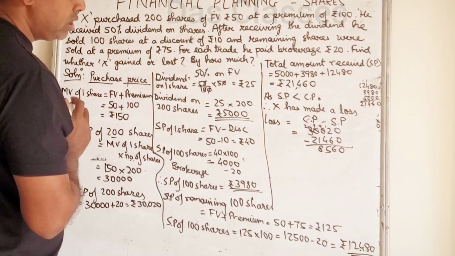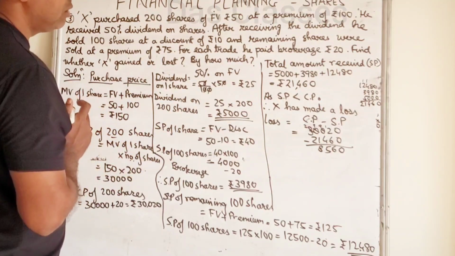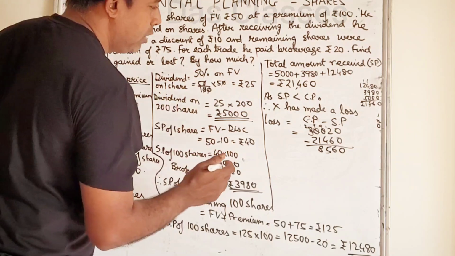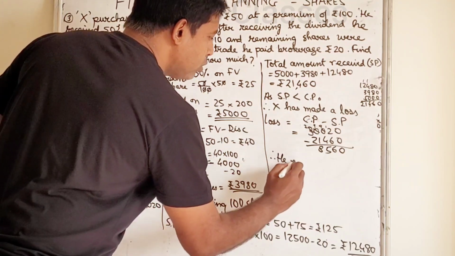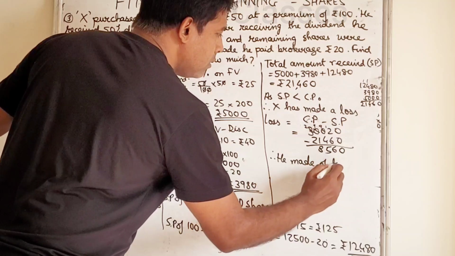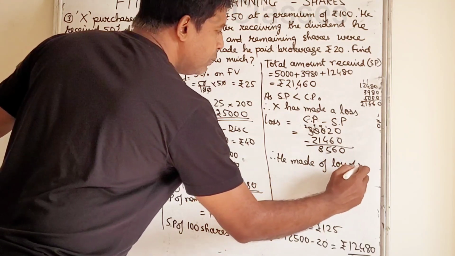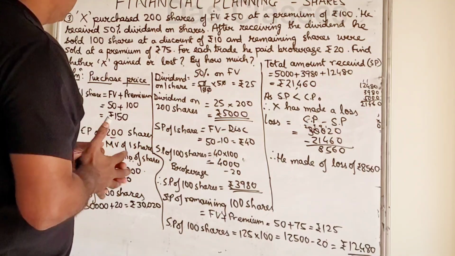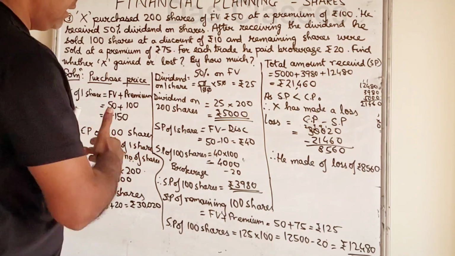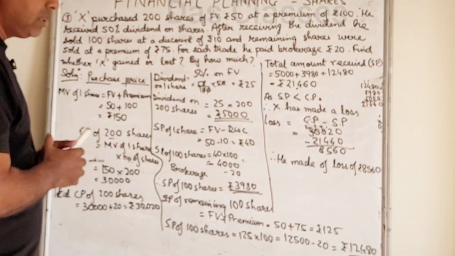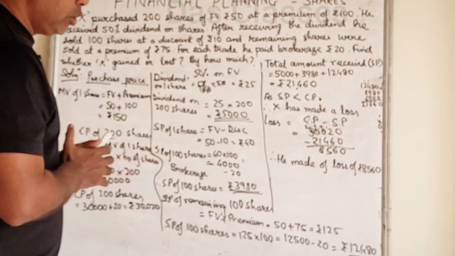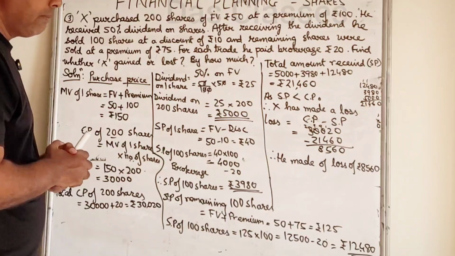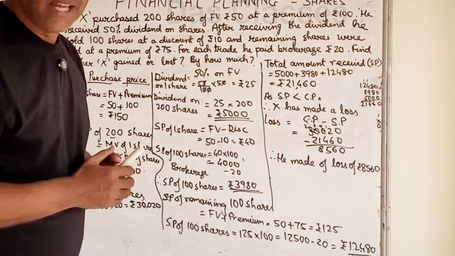So what is the loss he has made in the full transaction? He has made a loss. What was the final question? By how much he made a loss? Therefore, he made a loss of rupees 8,560. So this is how the share sums are done. We have taken an in-depth sum. So you practice this sum and you'll be able to do any sum based on this type of question. I hope you understood the topic. Thank you for watching the video.